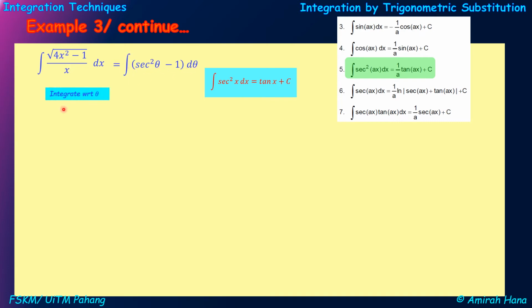So from here, we can integrate with respect to theta. When we integrate sec squared theta d theta, from this formula, we get tangent theta. And then minus, when we integrate 1 with respect to theta, we get theta. And after we are done integrating, we put plus c at the back, because this is an indefinite integral. So we must put plus c at the back.